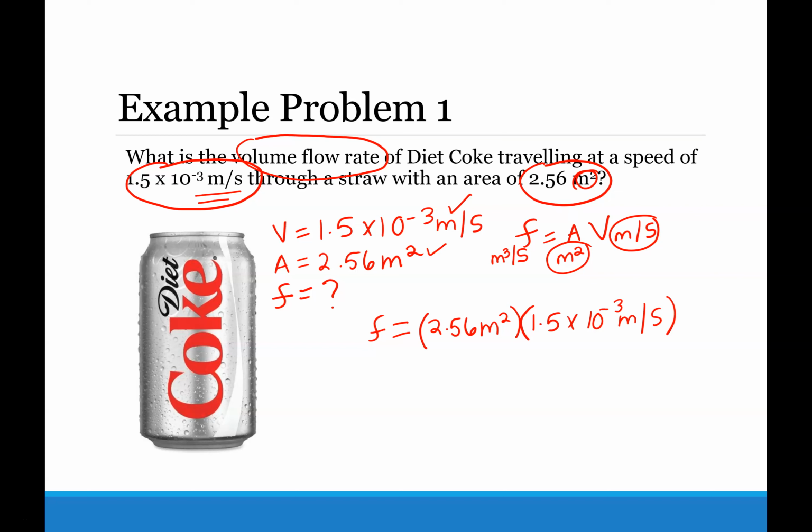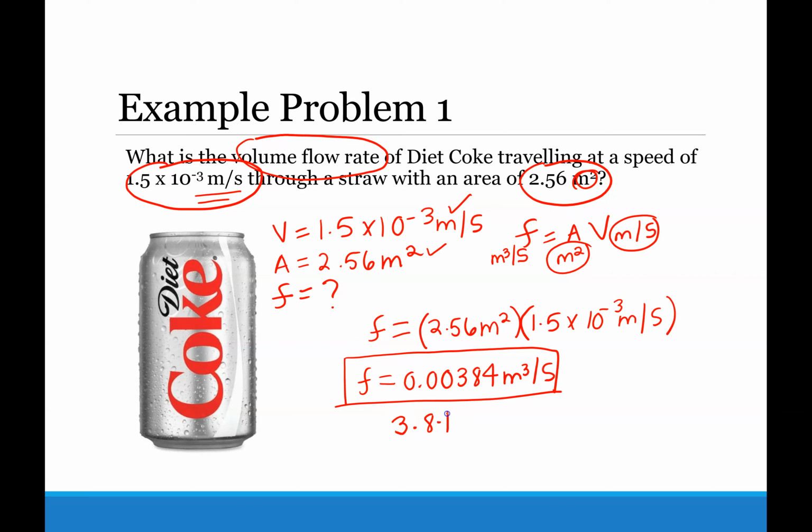And so we put it into our calculator just like that. 2.56 times 1.5 second e to the minus 3. And that gives us a volume flow rate of 0.00384 cubic meters per second. You can also put that in scientific notation because that's kind of a small number. And so in that case, it would equal 3.84 times 10 to the minus 3rd cubic meters per second.